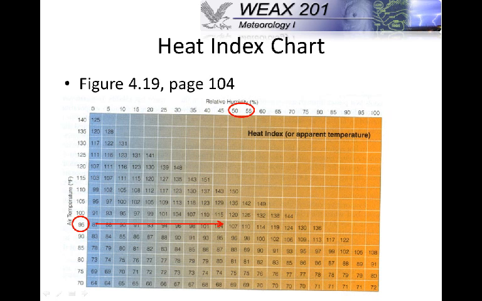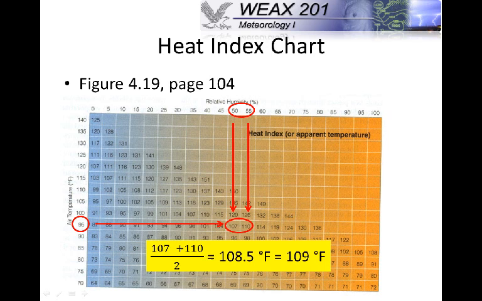As we indicated in our previous procedure, we draw a line over from our air temperature, and we come down from the top axis between the 50 and 55% relative humidity lines, and we see that our heat index is somewhere between 107 and 110 degrees Fahrenheit. We'll average those two values out simply by adding 107 degrees plus 110 and dividing by 2. And it equates to 108.5 degrees, or rounded up to 109 degrees Fahrenheit heat index.